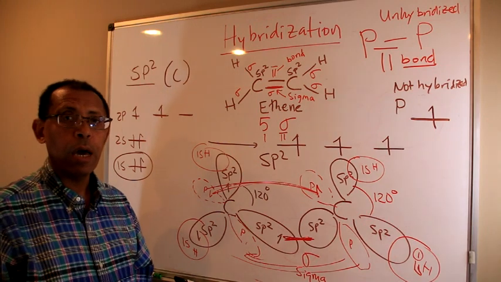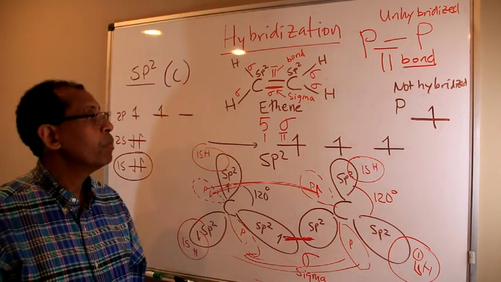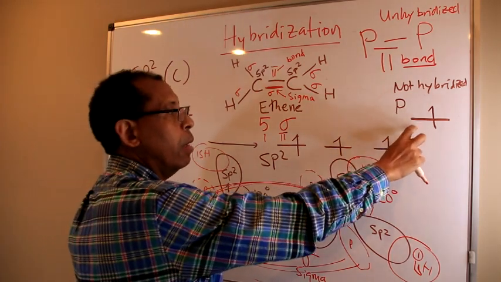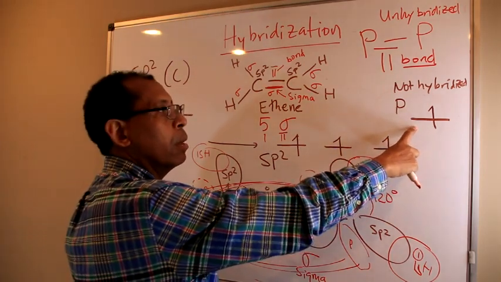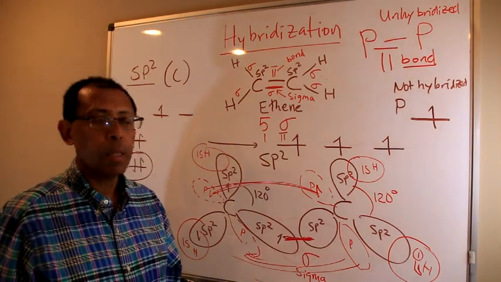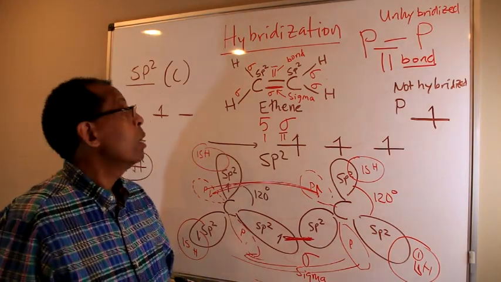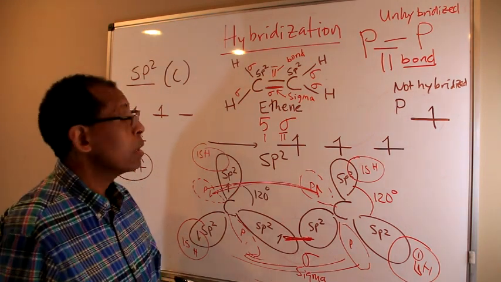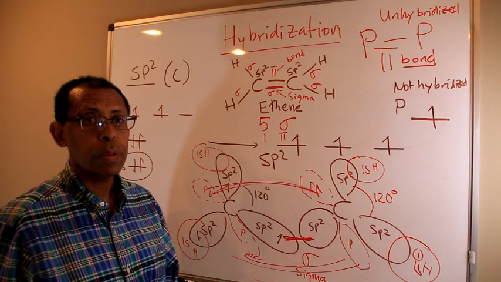So in sp3 hybridization, there is no pi bond. In sp2 hybridization, since there is one unhybridized p orbital left, the unhybridized p orbital makes a pi bond. So I will proceed to the next section, which discusses sp hybrid orbitals.